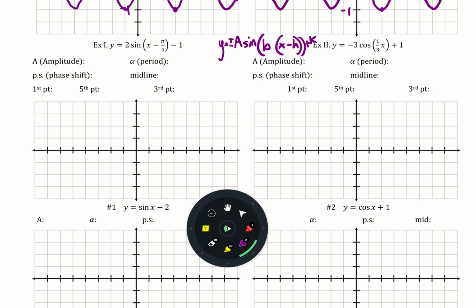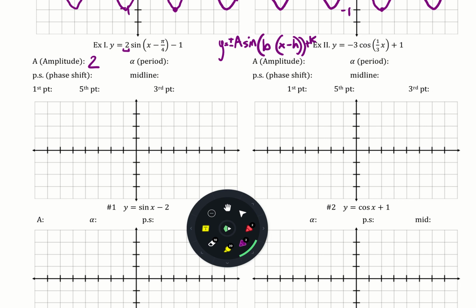But the b part is going to give you a horizontal stretch or reflection. The h is a horizontal shift, and the k is a vertical shift. So it works just like a parabola or an absolute value, where your vertical stretch is multiplied on the outside, your vertical shift is added or subtracted, your horizontal stretch is multiplied inside, and your horizontal shift is added or subtracted inside. And just make sure that that b value is factored out. Just like with any other function, it's just trig this time. Okay, so in this first example, our amplitude is our vertical stretch, which is 2.